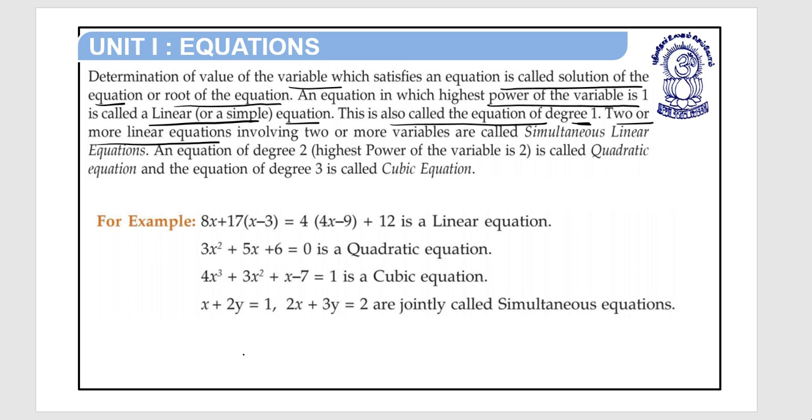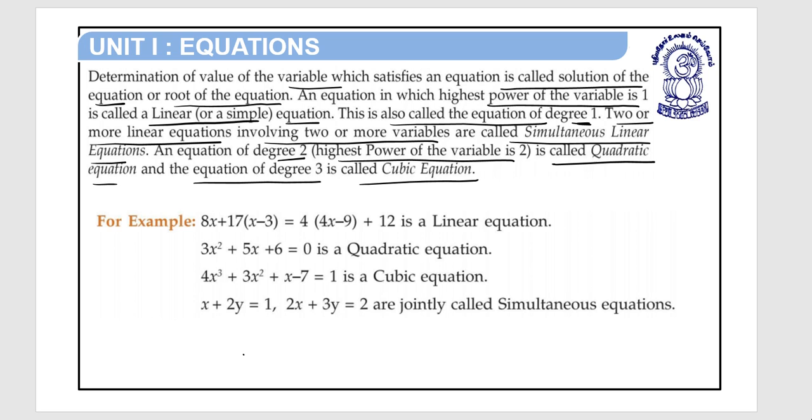Two or more linear equations involving two or more variables are called simultaneous linear equations. An equation of degree 2, where the highest power of the variable is 2, is called a quadratic equation, and the equation of degree 3 is called a cubic equation.